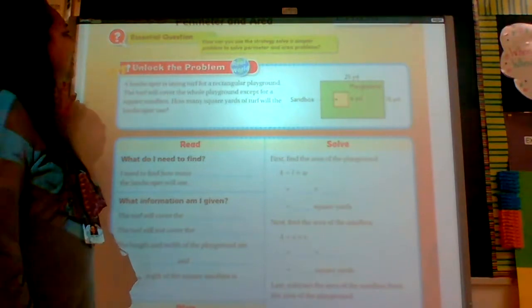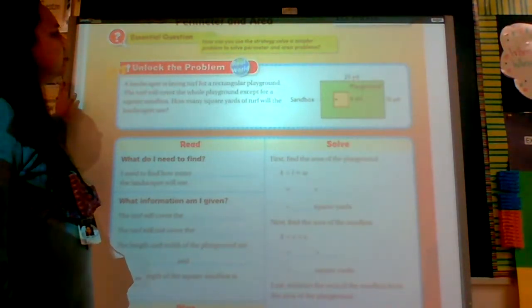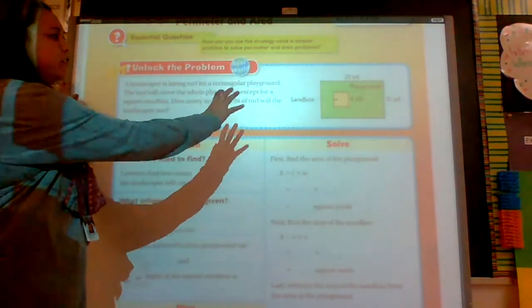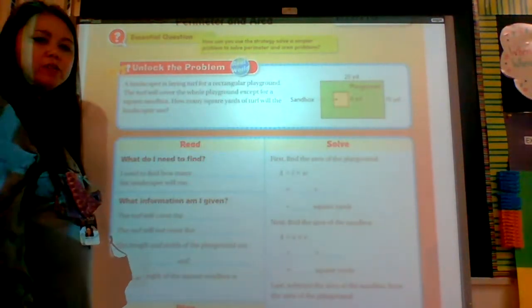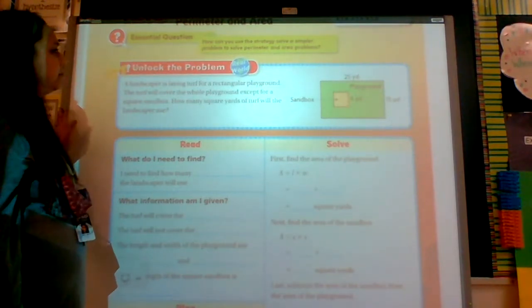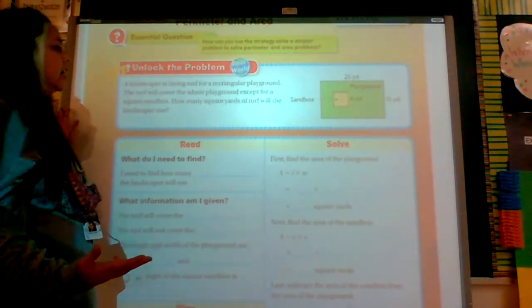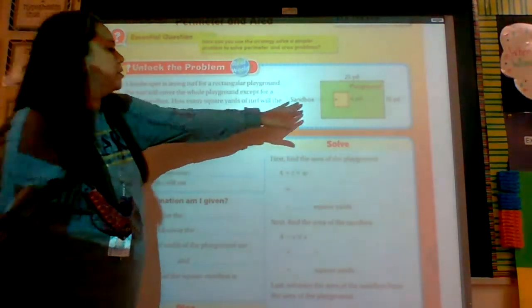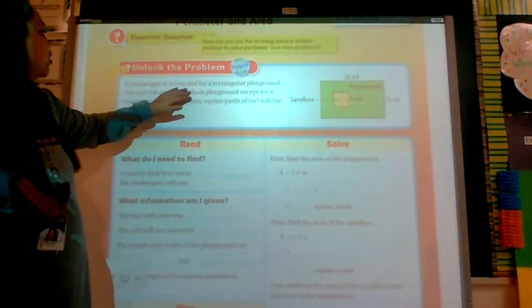Okay, it says, how can you use a strategy to solve a similar problem to solve perimeter and area problems? So we're going to use this strategy. Here's this picture, and this is the kind of stuff that you will be tested on in future tests that we do have. A landscaper, these types of questions. So we really want to make sure that we understand them.